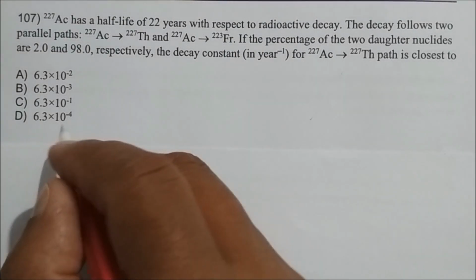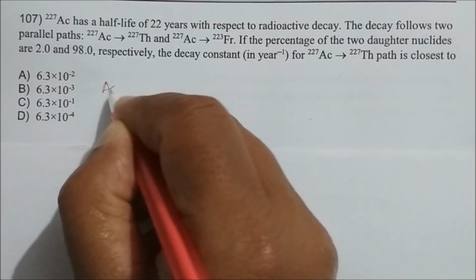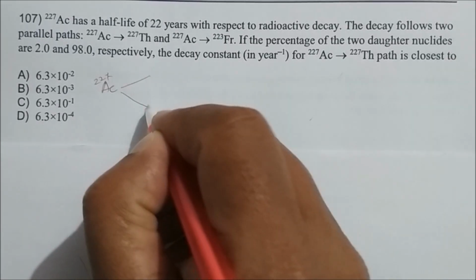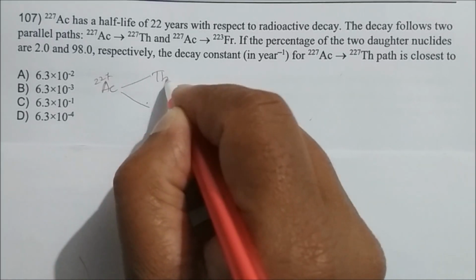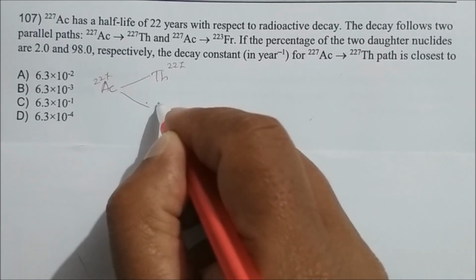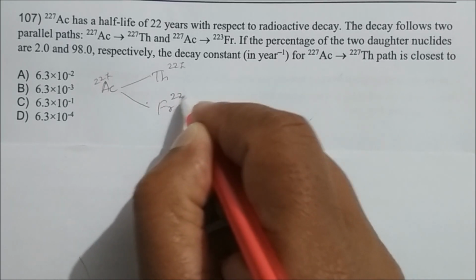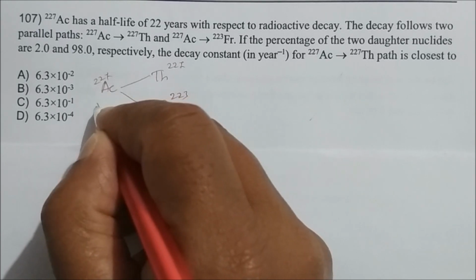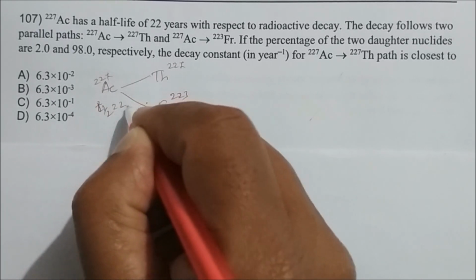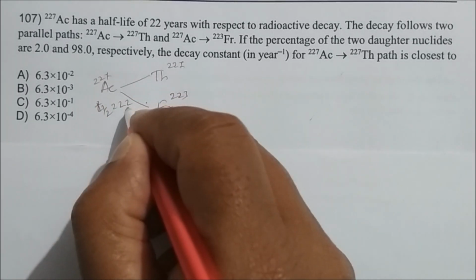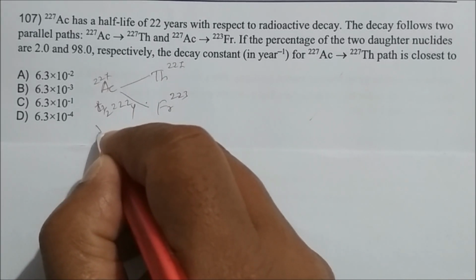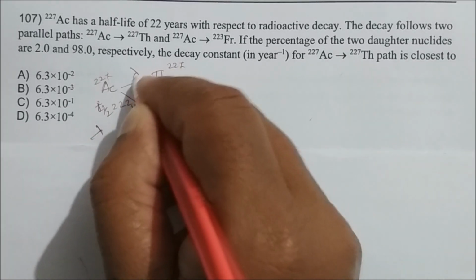So we have to draw a diagram. This is the actinium. Its mass number is 227. It is getting 2 pathways. One is thorium, which is 227, and one is francium, which is 223. Here the half-life is given. That is the half-life of this is 22 years, but we don't know which decay constant. Let's say the decay constant is lambda. So this will be lambda 1, lambda 2.